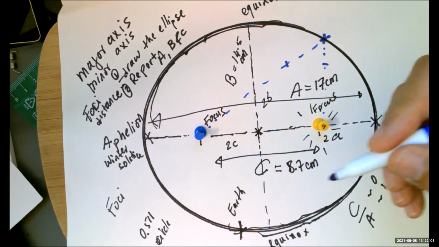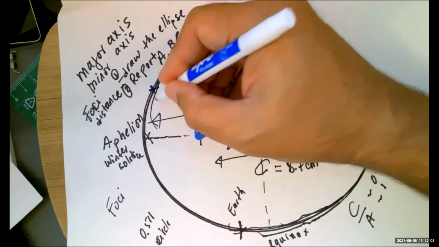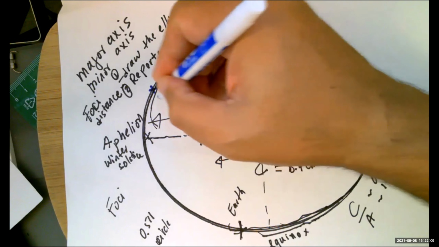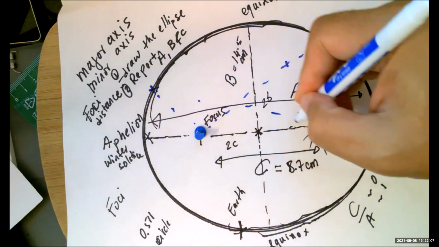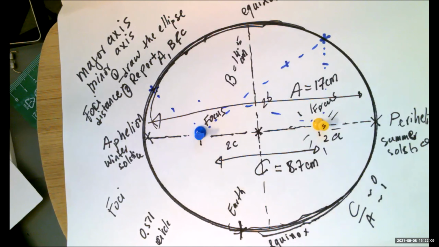Let me pick up this point. Okay, take this distance and add to it this distance. These numbers are going to be the same. Make sense now?